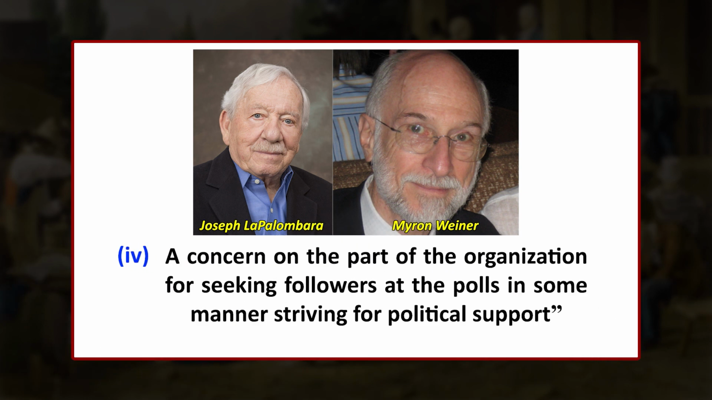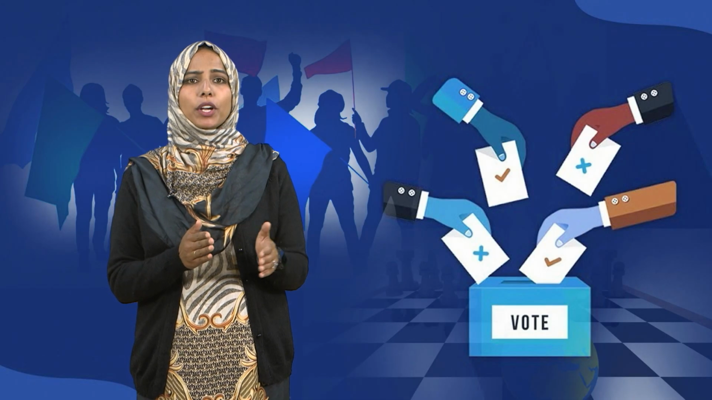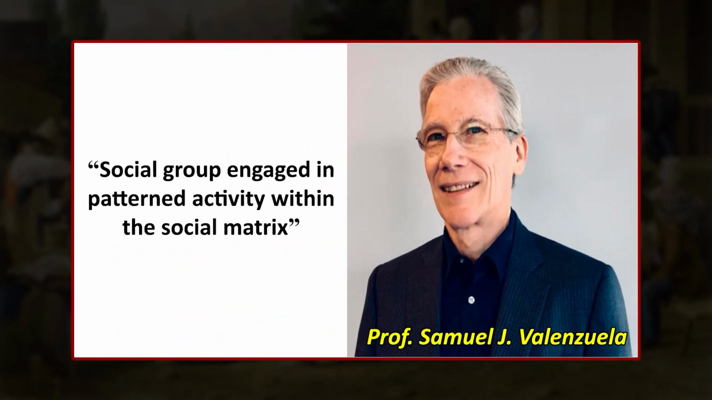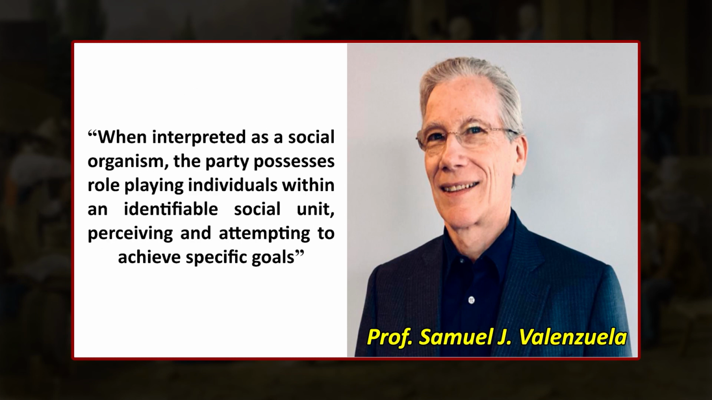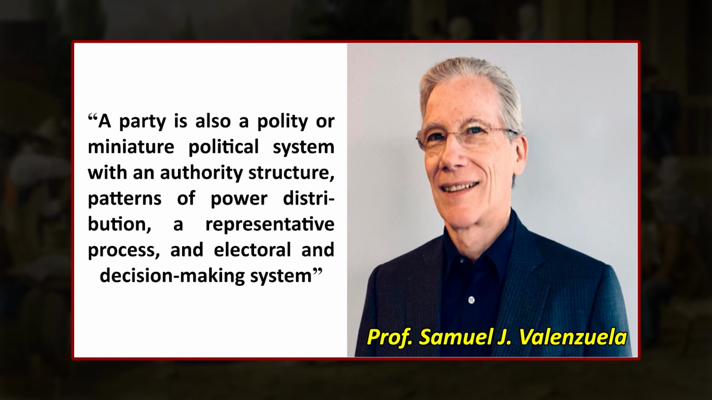And fourth, a concern on the part of the organization for seeking followers at the polls, in some manner striving for political support. While considering political party from the behavior point of view, Professor Samuel Eldersveld defines it as a social group engaged in patterned activity within the social matrix. He further says, when interpreted as a social organism, the party possesses role playing individuals within an identifiable social unit, perceiving and attempting to achieve specific goals. According to him, and I quote, "A party is also a polity or miniature political system within an authority structure, patterns of power distribution, a representative process, and electoral and decision-making system."